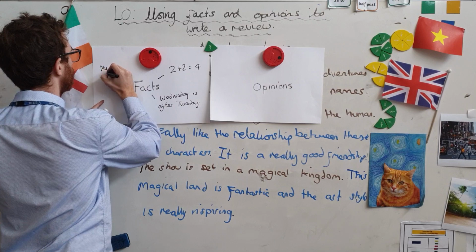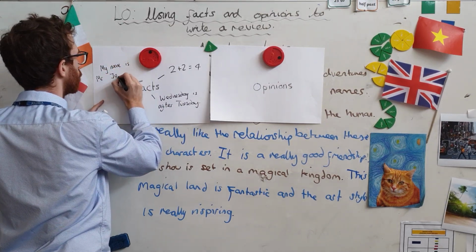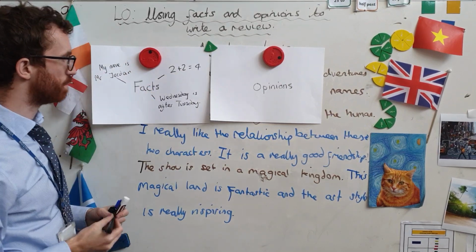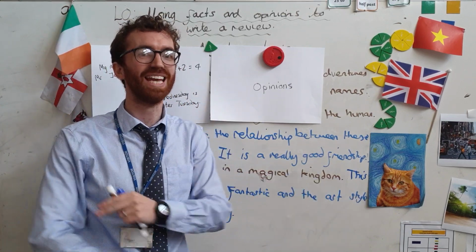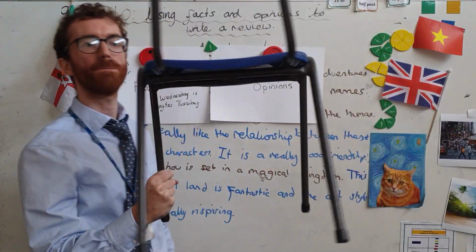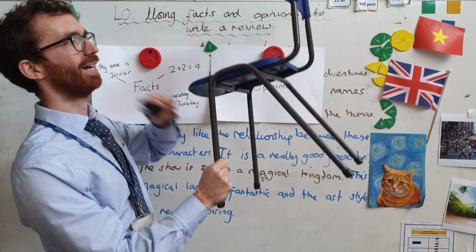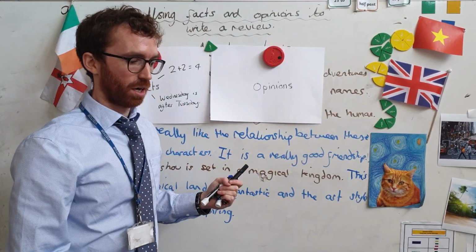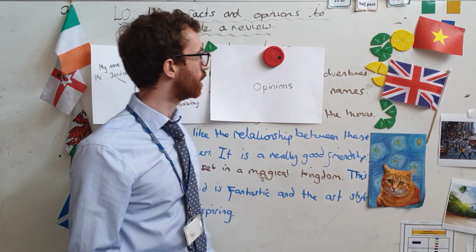My name is Mr. Jordan. Okay, it is a fact. Facts are things that are definitely true. Always true in any situation. Anyone who comes and picks it up would know it isn't true. The chair is blue and grey. The legs are made of metal. The seat is made of plastic. Okay? So these things are facts, they are definitely true.